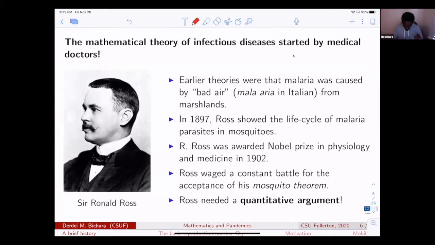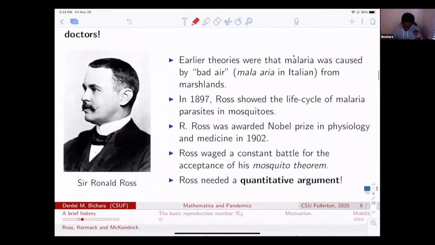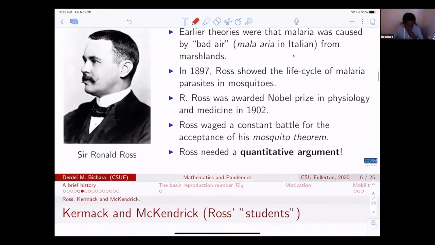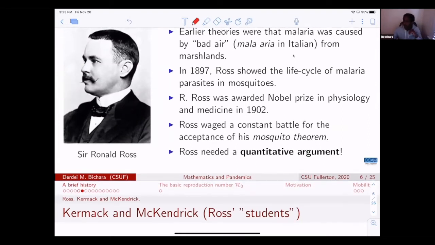And this guy, he's not even a mathematician. He's a physician, a medical doctor. So he used mathematics to show that we don't necessarily need to eliminate all mosquitoes, but all we need is to bring the quantity of mosquitoes below some sort of threshold. And that's where he theorized the so-called mosquito theorem. So he said we need only to bring it below a certain threshold. And of course, his measure was successfully implemented, and malaria was eliminated in many places around the globe.